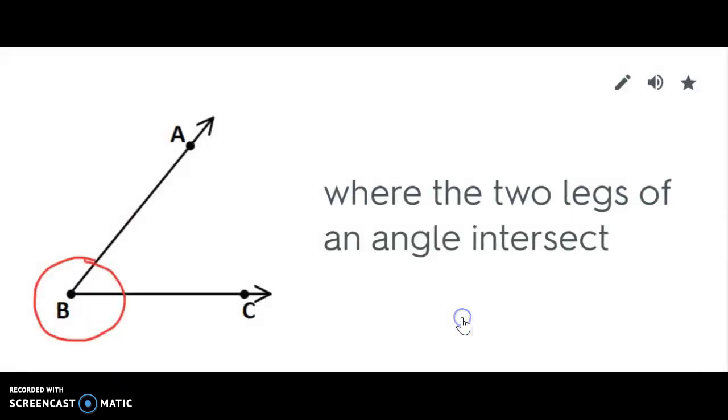When you talk about an angle, the most important part is probably the vertex. The vertex of the angle is down here. So this is the angle B. The vertex of angle B is B, point B.